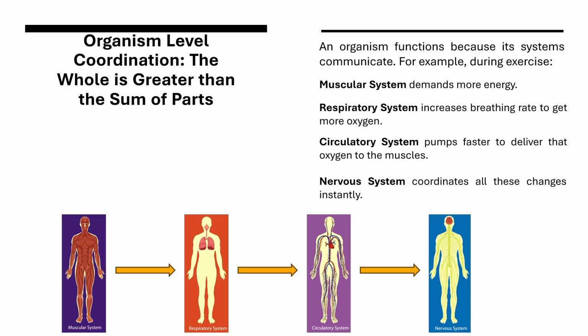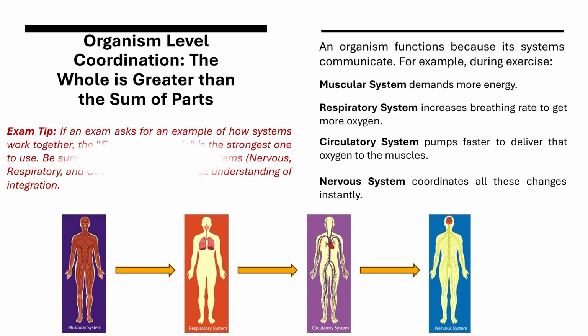So remember, you do not just breathe or pump blood. Your body performs a massive integrated feat of engineering every single second, from the tiny ribosomes building proteins to the organ systems coordinating a sprint. Every level of organization is essential. So, if an exam asks for an example of how systems work together, the exercise example is the strongest one to use. Be sure to mention at least three systems: nervous system, respiratory system, and circulatory system to show a full understanding of integration.